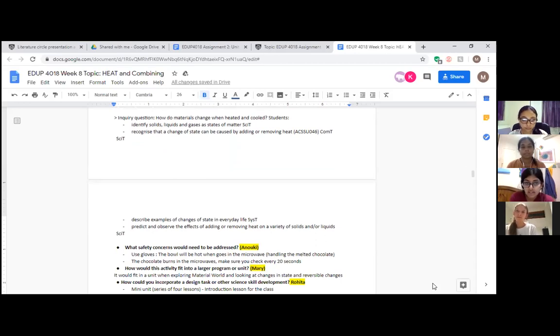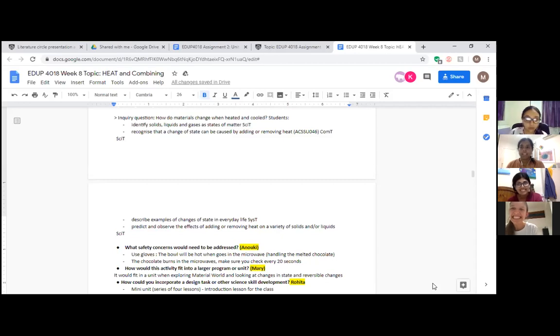When we consider the safety concerns, because we're melting, we're going to be working with heat. So we would say that we need to use gloves because the bowl will be hot when it goes into the microwave. Also, because there's risk of chocolate burning, we would need to make sure we check the chocolate every 20 seconds to ensure no microwave fires occur.